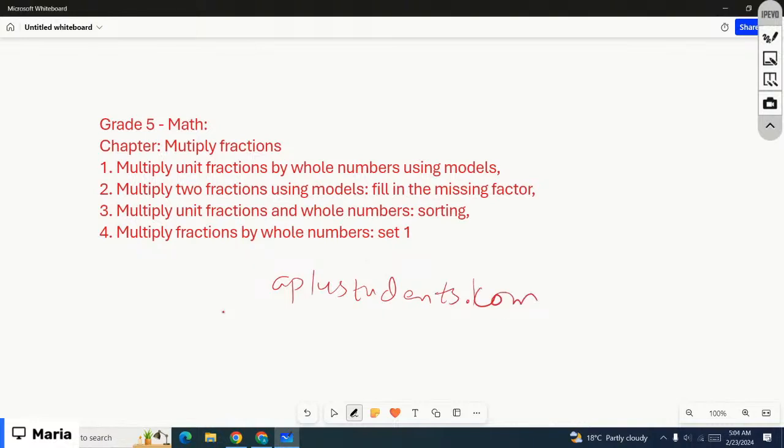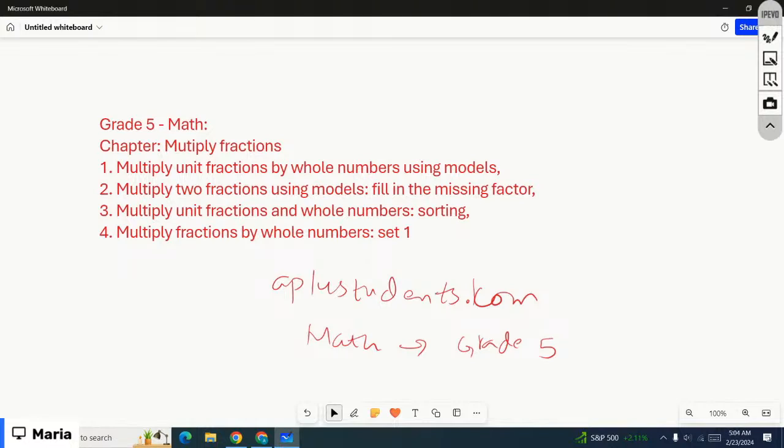Then you have to select math from the subject tab. Scroll down to grade 5 and then click on view all lessons. So there you can find a list of the chapters. We're going to start with the chapter multiply fraction.